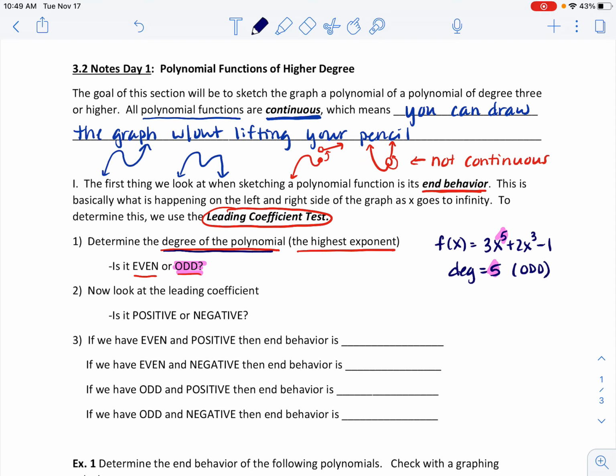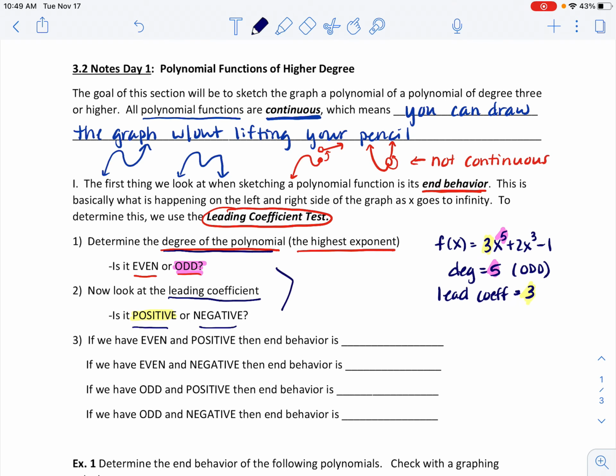Now we're going to look at the leading coefficient. What is the leading coefficient again? Well, that's the number in front of the variable with the highest exponent. So my leading coefficient here is a 3. I'll just write lead coef like that is 3. Once I find the leading coefficient, I'm going to ask myself, is it positive or negative? In this case, my leading coefficient is a positive 3, so I'm going to say that it's positive. Then I'm going to put that together.